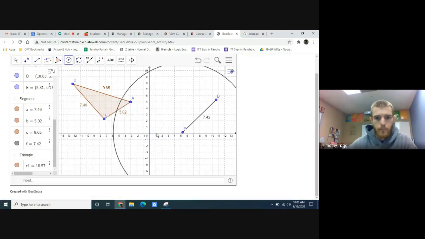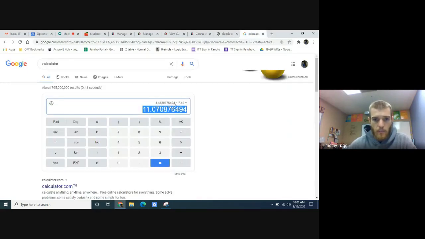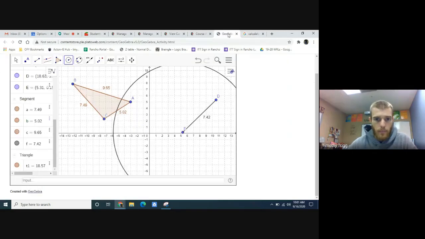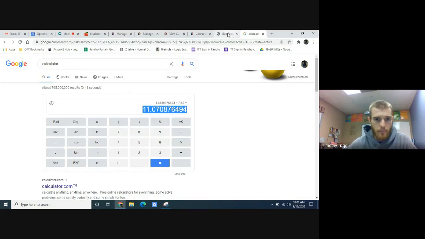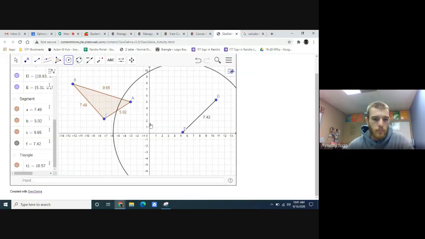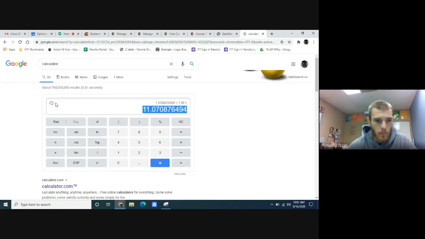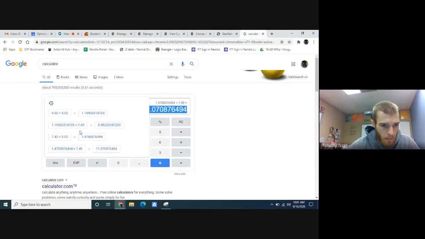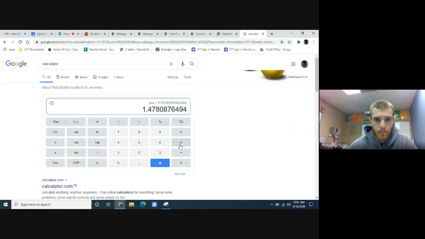Okay. So that's a circle centered at point E that has a radius of this calculation. Okay, cool. Now remember when I said you might need that number again, you're going to need it right now. I need to get that number again. You can click on this little clock and you can see all your previous calculations. So I want this one here.